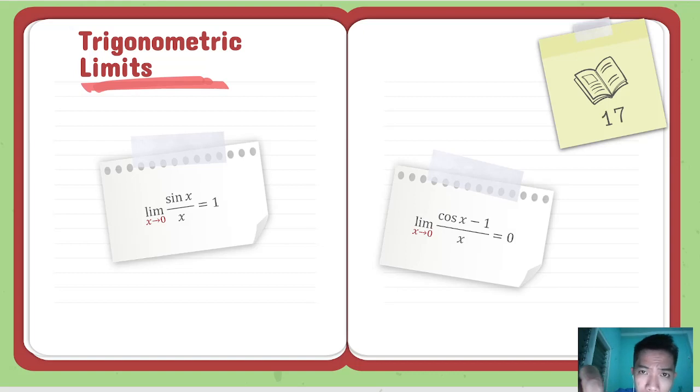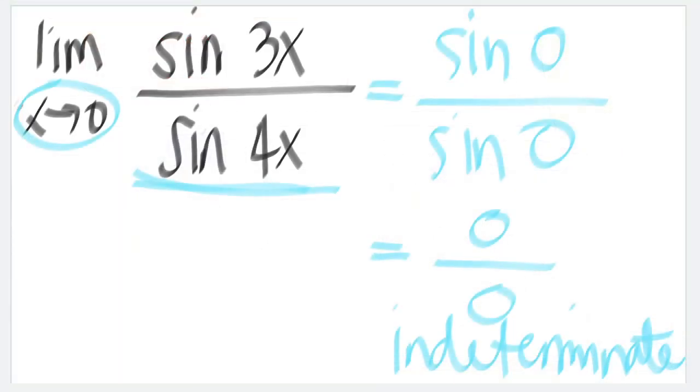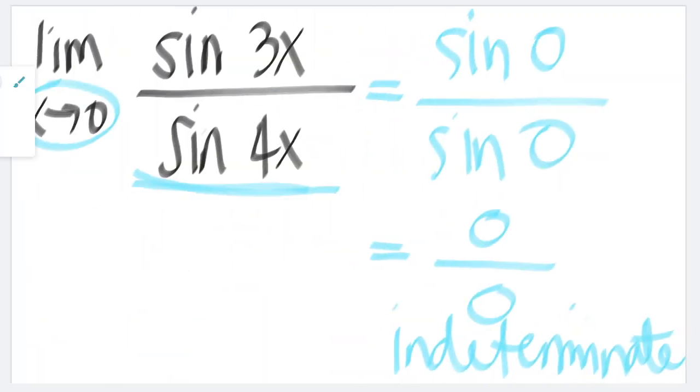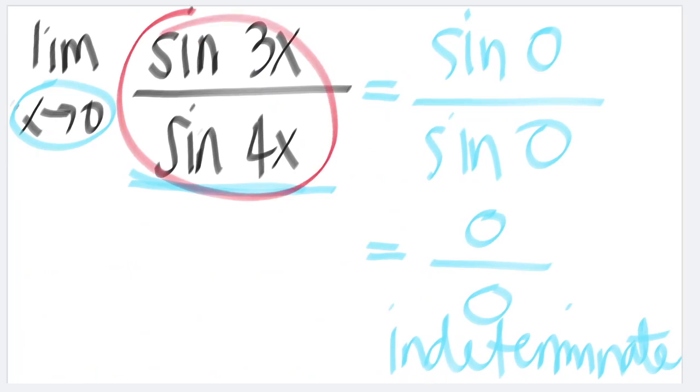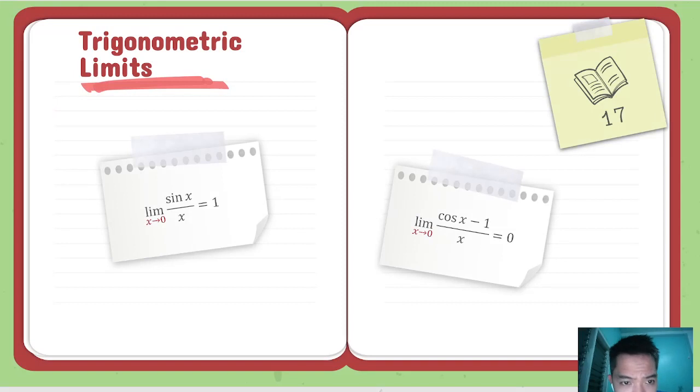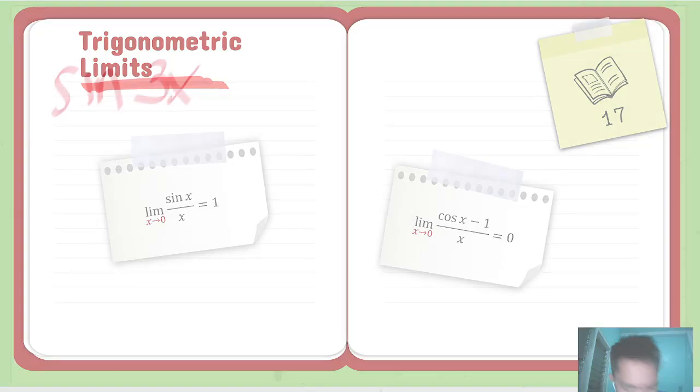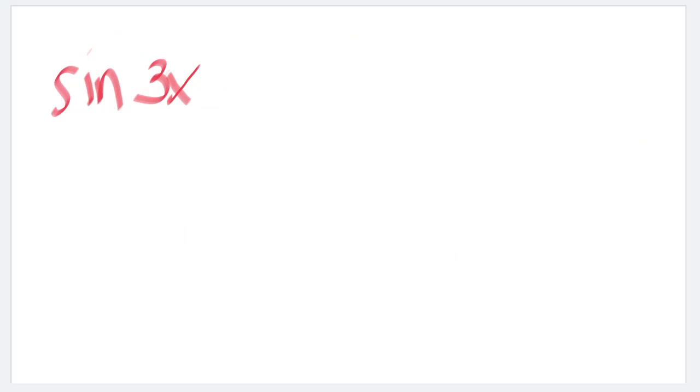So by using the property, I'll just have to isolate this one first. How do we transform sine 3x over sine 4x into this form, sine x over x? It goes like this: the function is sine 3x over sine 4x.